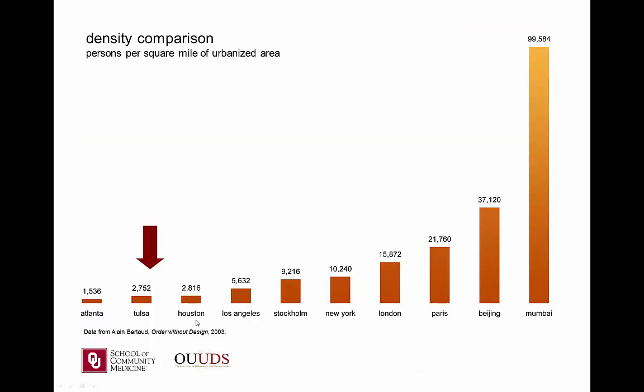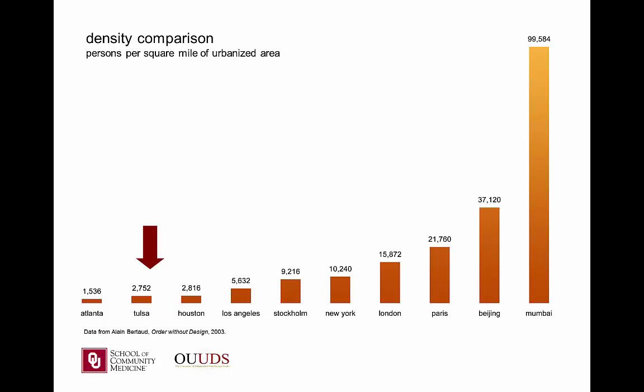Lastly, it can be difficult to visualize density without some context. This graph shows Tulsa's density in relation to other cities. It's no great surprise that Tulsa has about the same density as Houston. It might be a little bit more surprising to see that Los Angeles has twice our density. Of course, New York and European cities are 4 to 8 times as dense, and when you get to Asia, well, things get really out of hand.